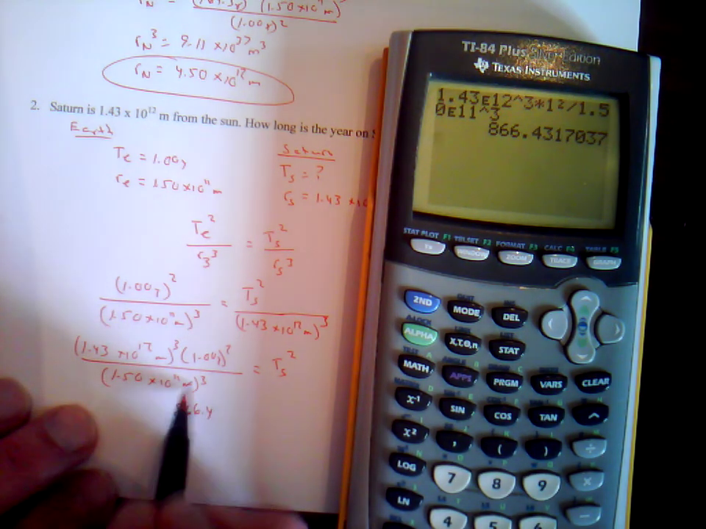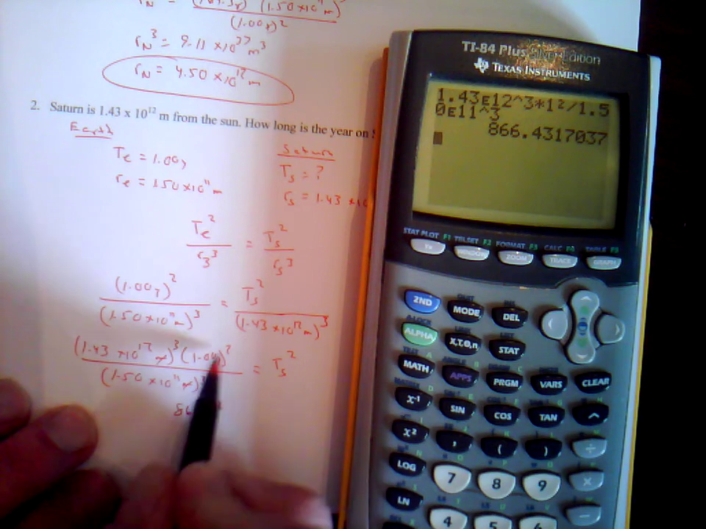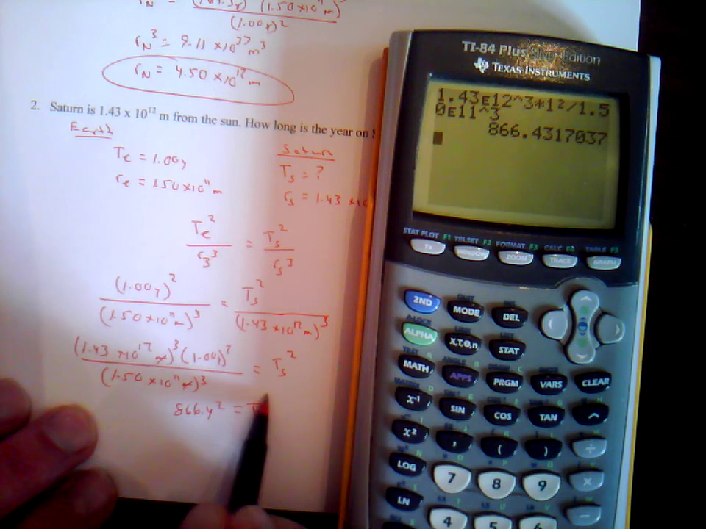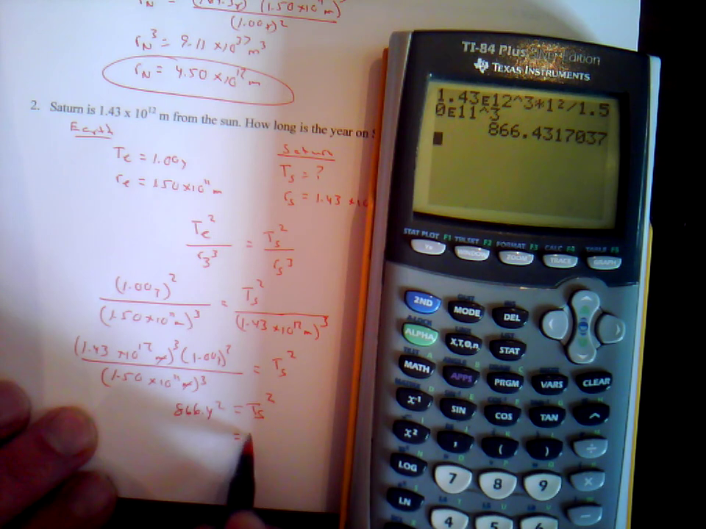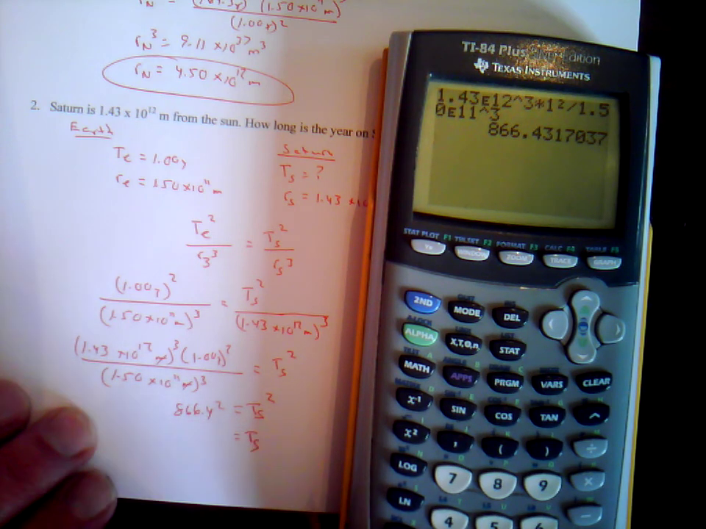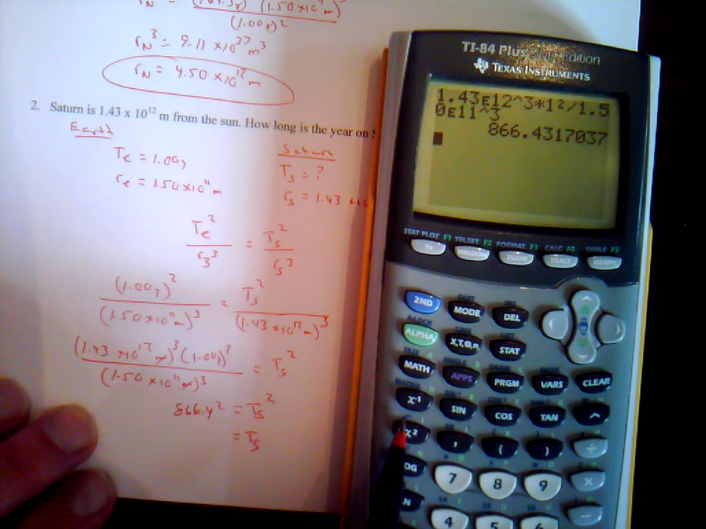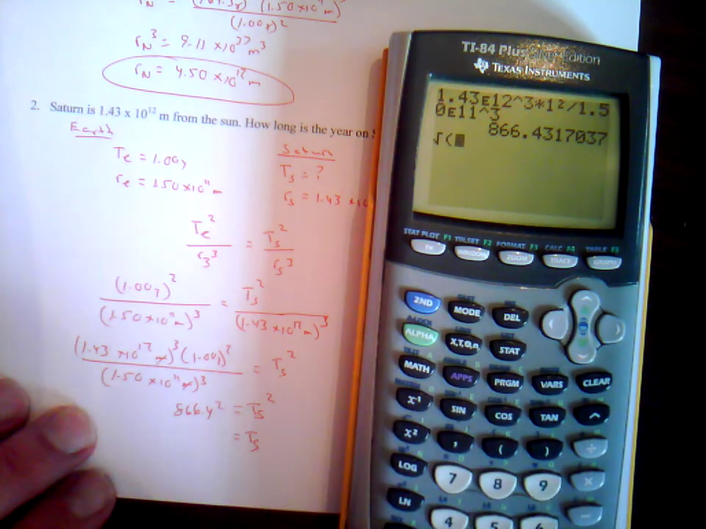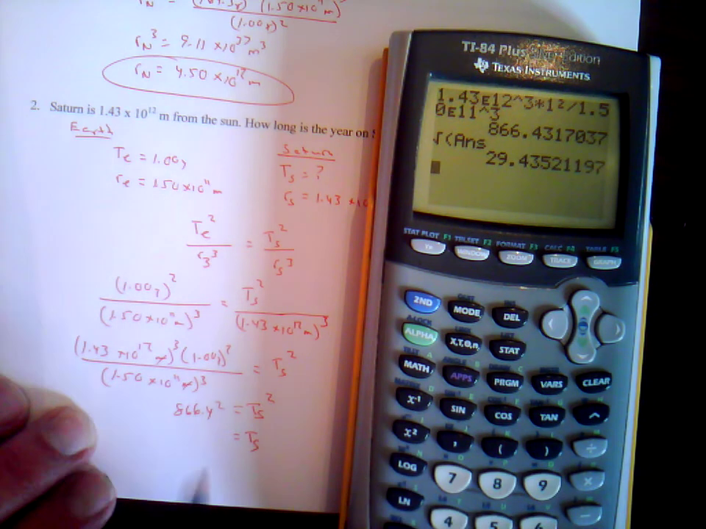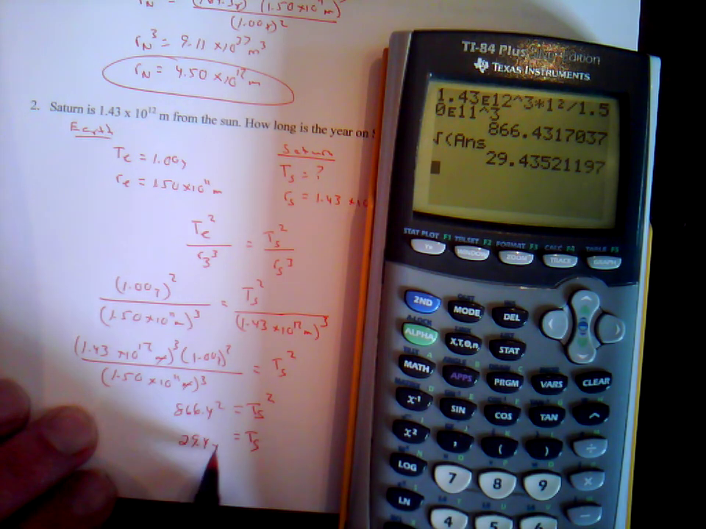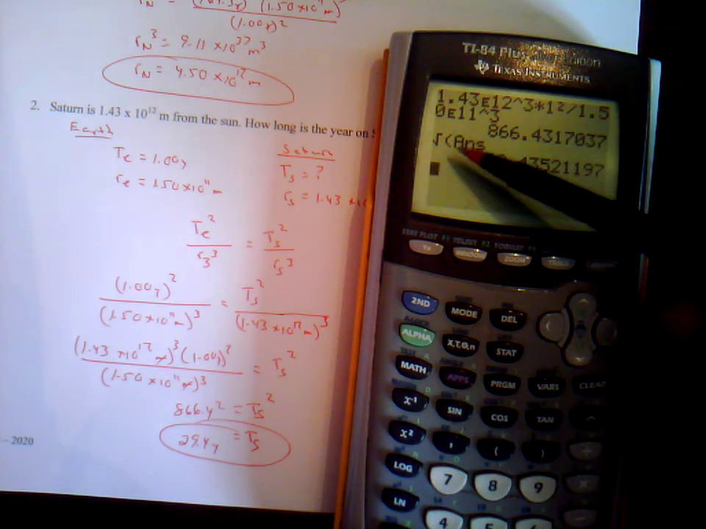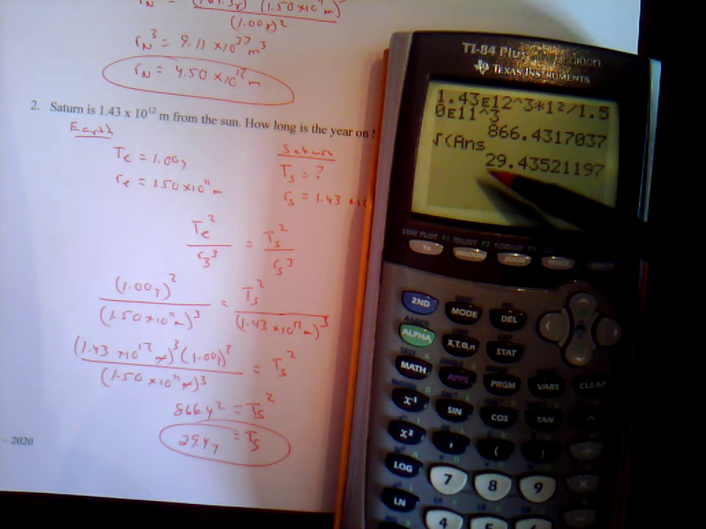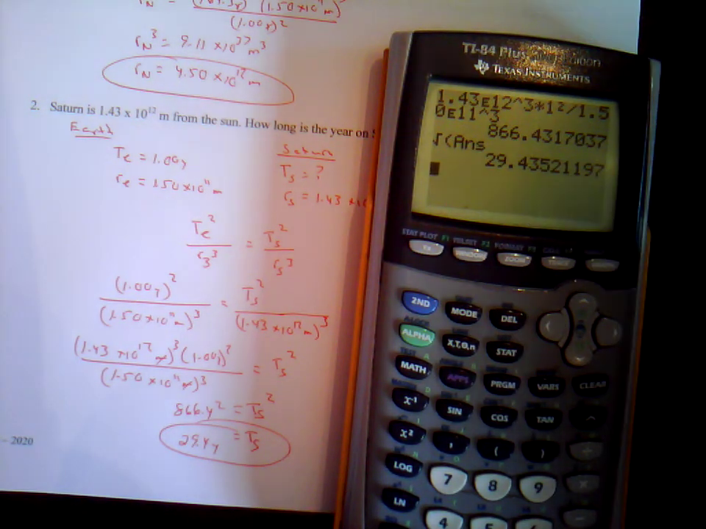And notice what happens. These meters cubed cancel out. We're left with years squared, and that's equal to the period of Saturn squared. Now we don't want the period of Saturn squared, we want the period of Saturn. So we take the square root of both sides. Again, this is the square root function right there. So I'm going to go second, square root function, put that answer in there, and I'm going to get 29.4 years, the period of Saturn. Again, you need to know how to use your calculator to take the square root of a number. You should know how to do that. We've done that type of thing before.